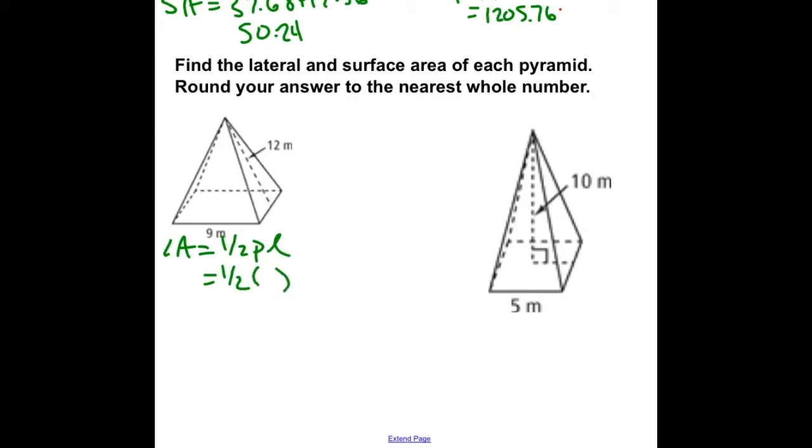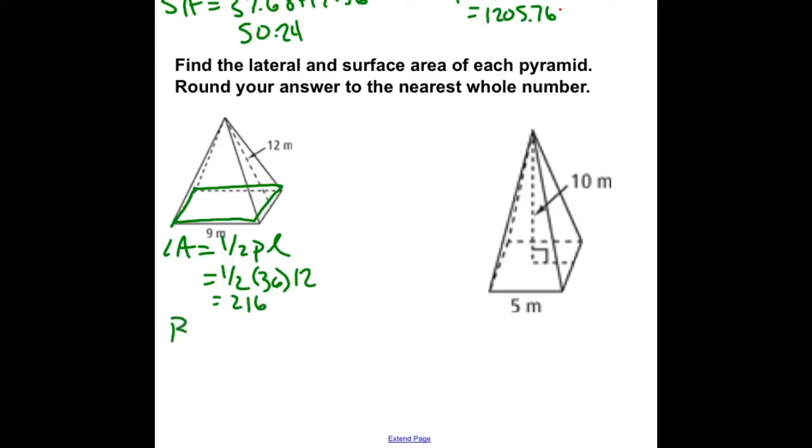Perimeter of the base, well the base is 9 by 9 by 9 by 9. You can assume it's a square if they only give you one measurement. And it's got 4 sides like that. So really, I added 9 4 times, that's the same as 36, times the slant height 12, multiply those together, and I get the lateral area to be 216.